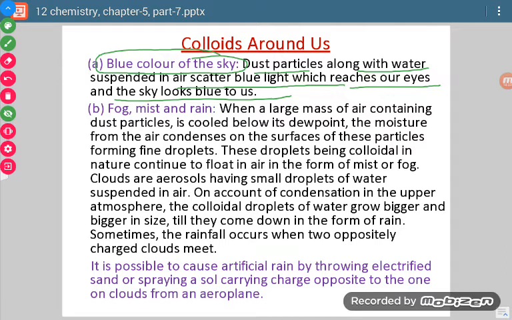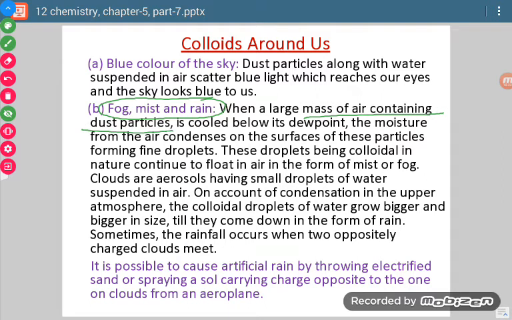Okay, now second is fog, mist and rain. These are all interrelated terms. Now see, when a large mass of air containing dust particles is cooled below its dew point.